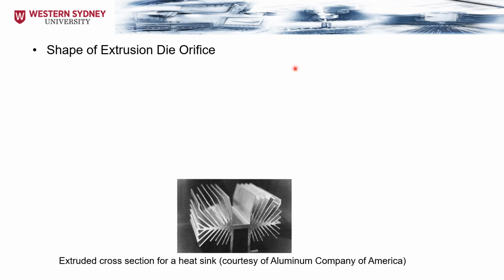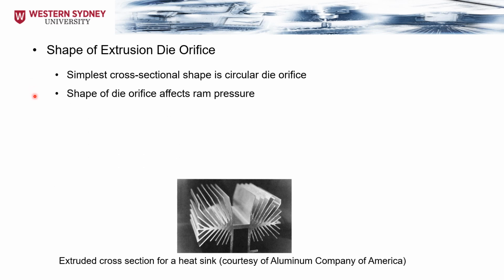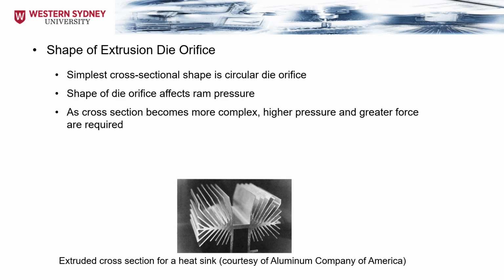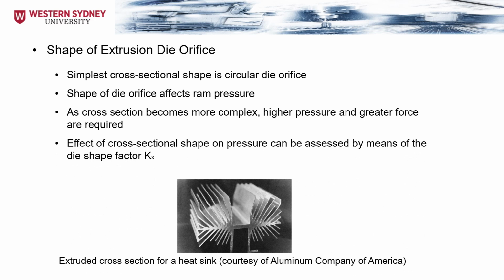The shape of the extrusion die orifice: the simplest cross-section shape is going to be the circular die orifice. The shape of the die orifice will affect the ram pressure, of course. A more complicated shape is going to require more force or more pressure. As the cross-section becomes more complex, a higher pressure and a greater force are going to be required. The effects of the cross-section shape on the pressure can be assessed by means of the die shape factor, or the Kx.